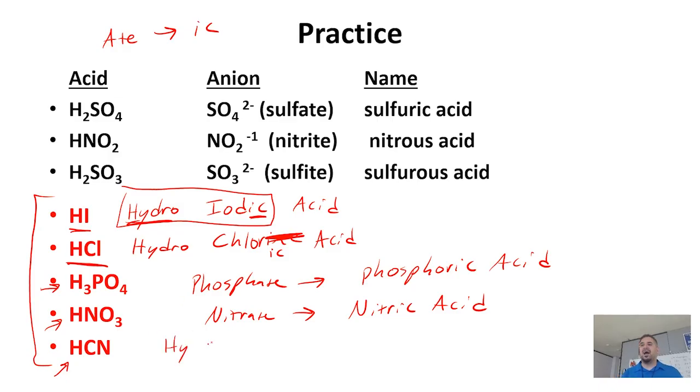So it's going to be hydro, and then what's CN? Cyanide. Cyanide turns into what? I miswrote that. So cyanic acid. Hydrocyanic acid. It's a cool name, right? All right, let's go ahead and move on.